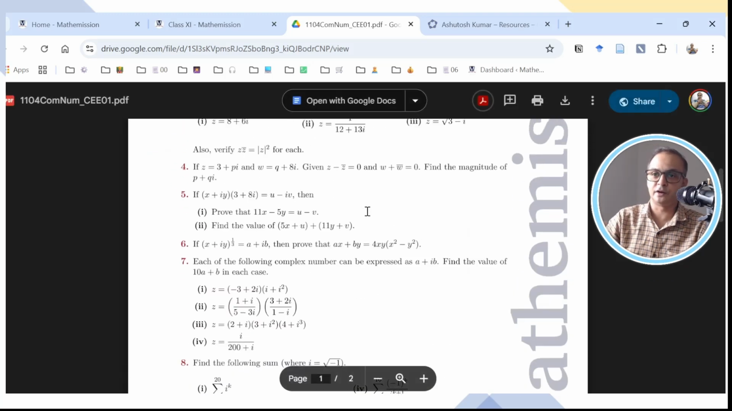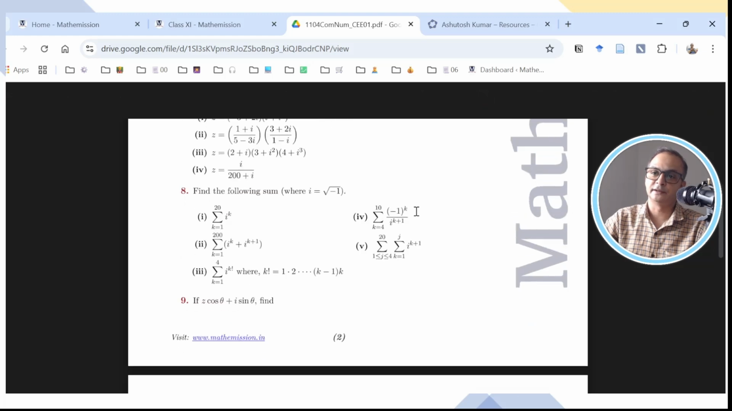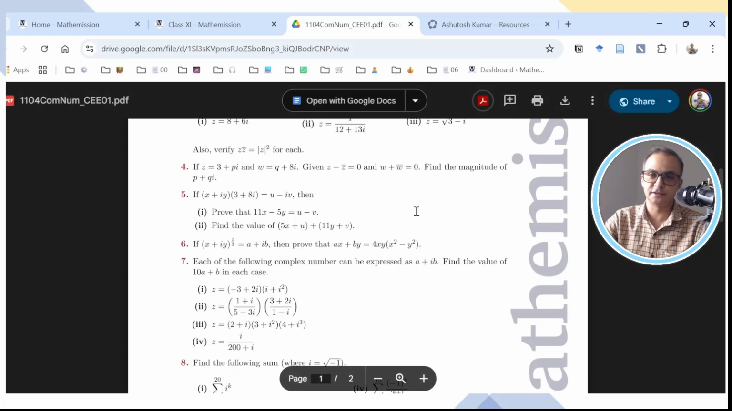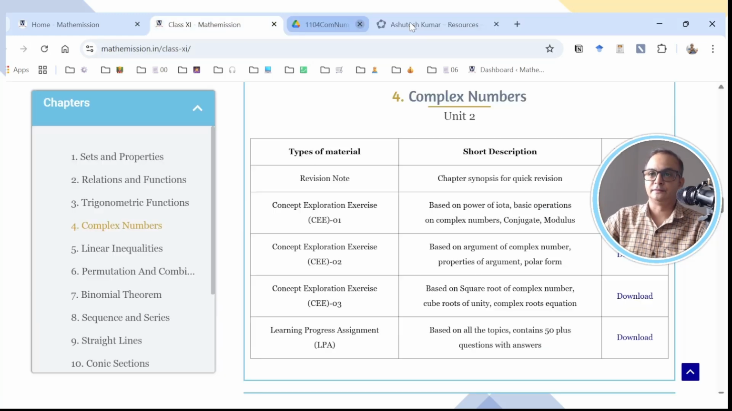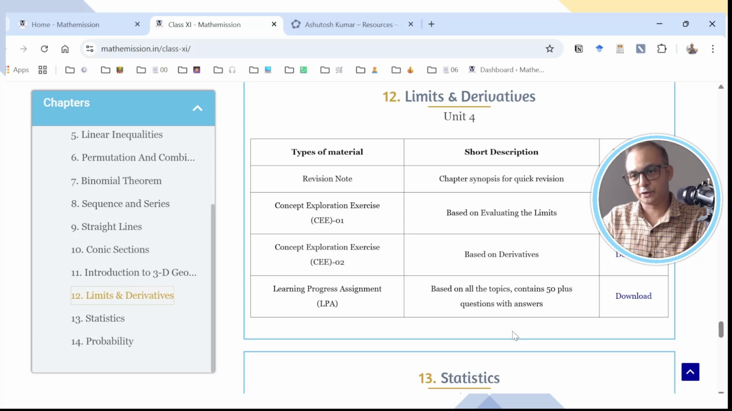They are properly organized, and I have mixed up all the questions. Means you cannot find easy to difficult or difficult to easy. It's a mixture of difficult and easy questions scattered here and there. All right. By the way, in every chapter you also find the LPA, the learning progress assignment.